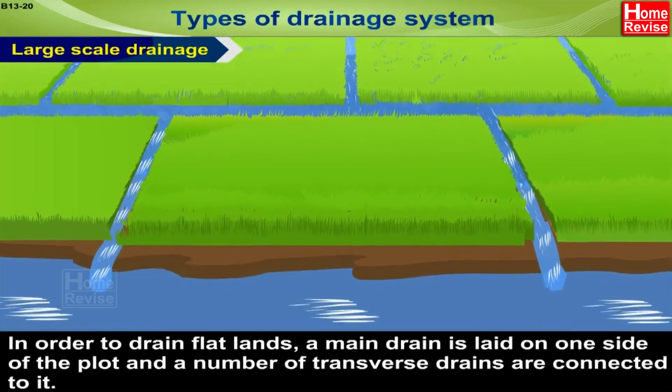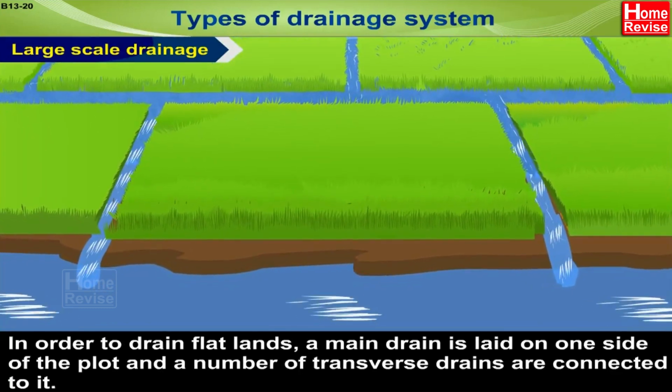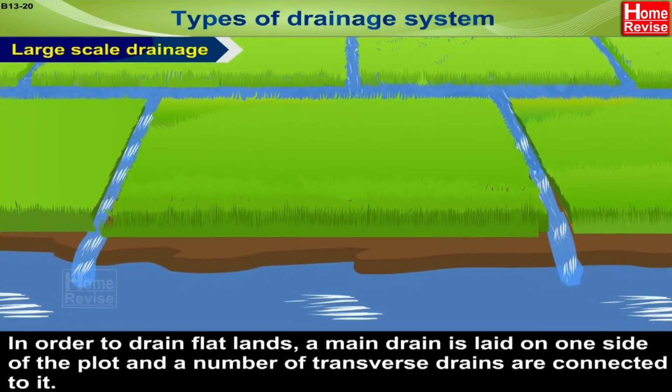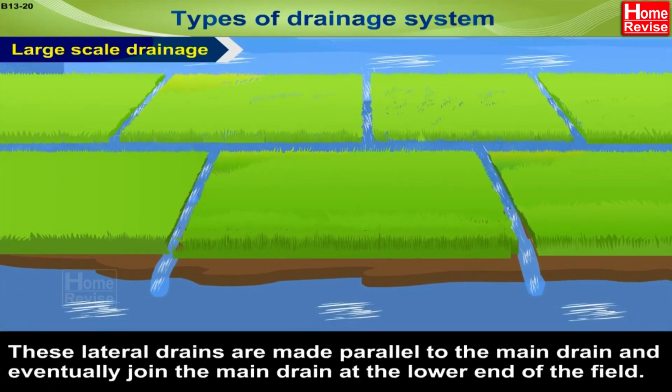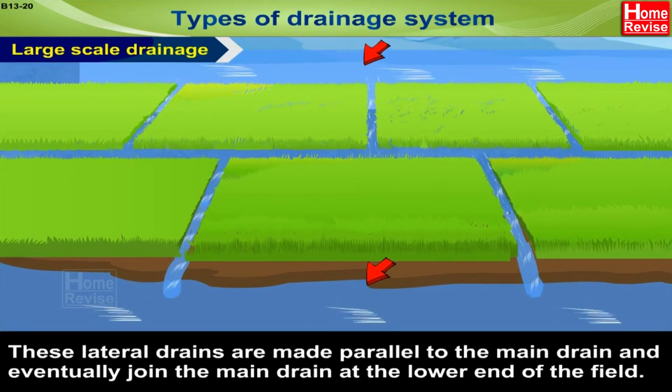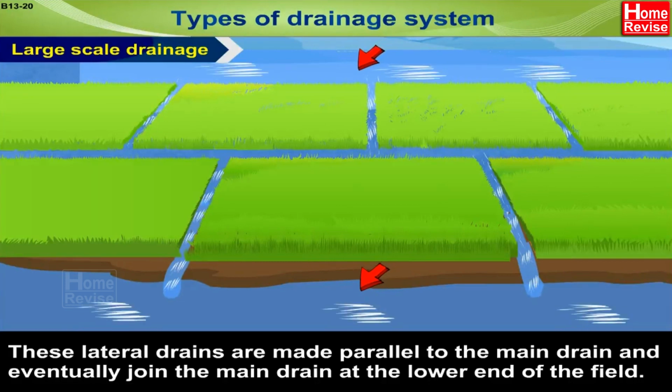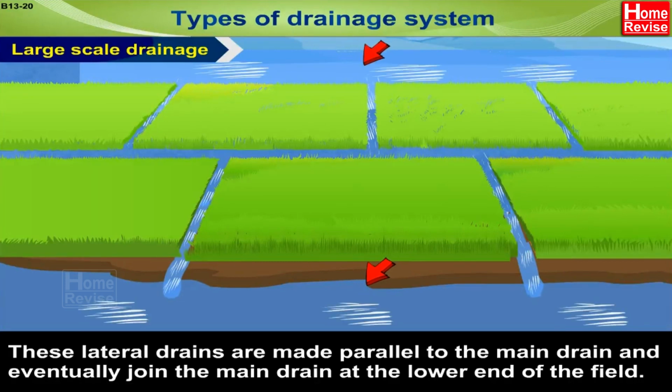In order to drain flat lands, a main drain is laid on one side of the plot and a number of transverse drains are connected to it. These lateral drains are made parallel to the main drain and eventually join the main drain at the lower end of the field.